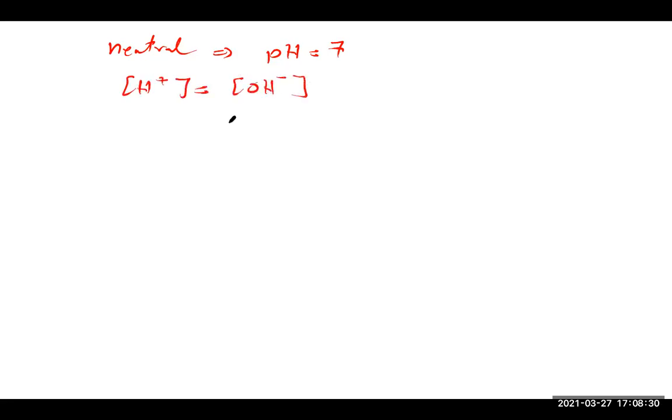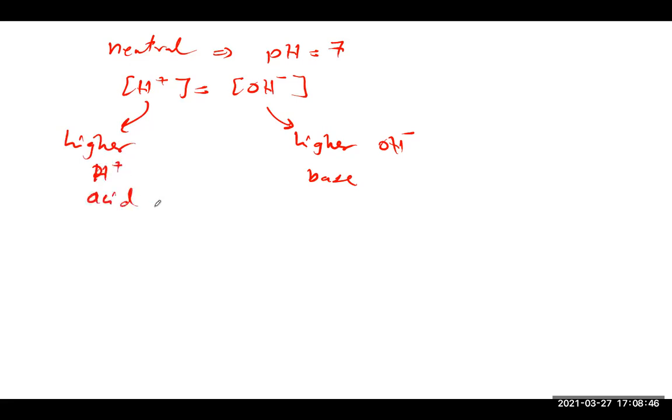So inside the solution, if you have a higher concentration of hydroxide ion, this one will be a base. If you have a higher concentration of hydrogen ion, this will be an acid. If you have equal concentration of hydrogen and hydroxide, it means this one will be neutral.